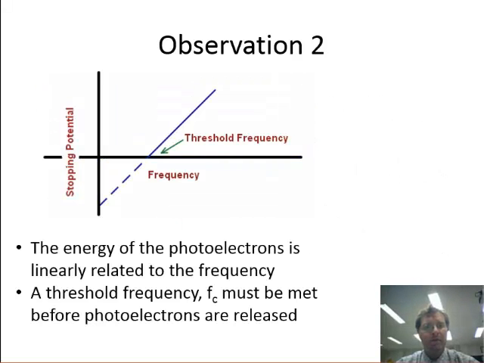Interesting observation number one. Observation number two was that the energy of the photoelectrons is actually linearly related to the frequency. So if you increased the frequency of light, the stopping potential increased, meaning they had more kinetic energy, but it also meant there was a threshold frequency below which no electrons would be released. So you have to increase the frequency up to a certain point, and only after that point will electrons begin to escape.